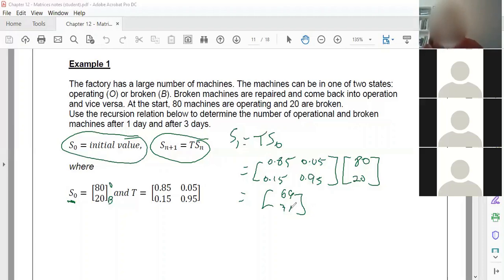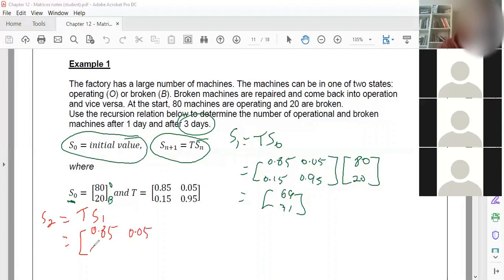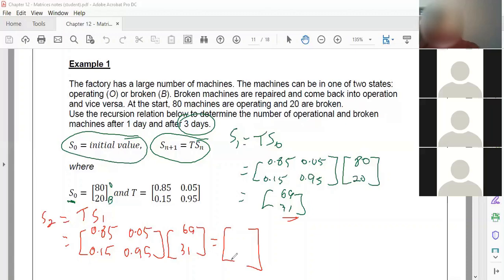They also want S of 3, after 3 days. Now to get after 3 days, we have to do S of 2. So I'm going to do S of 2 down here in the corner. S of 2 is going to be T times S of 1. So I'm going to have 0.85, 0.05, 0.15, 0.95, and then times S of 1, which is 69 and 31. And when I do that, it gives me 60.2 and 39.8.